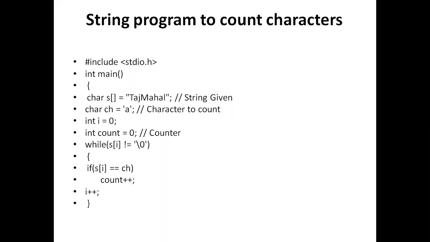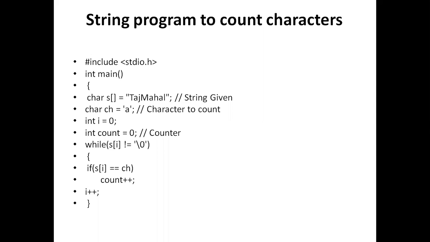Next, int i is equal to 0. Next, count is equal to 0. Next, while s of i not equal to slash 0. See, first what I have done, I have initialized three things. The input is string s is equal to Taj Mahal, character ch is equal to a, and the initial values i is equal to 0, count is equal to 0. This count is nothing but the counter which I will use. Now see the loop. While s of i not equal to slash 0.